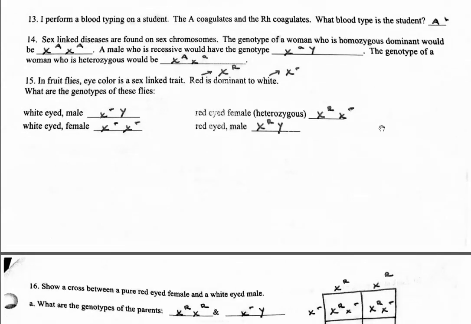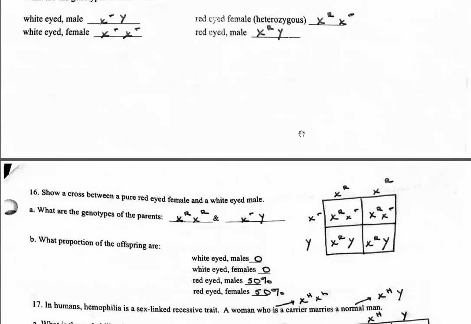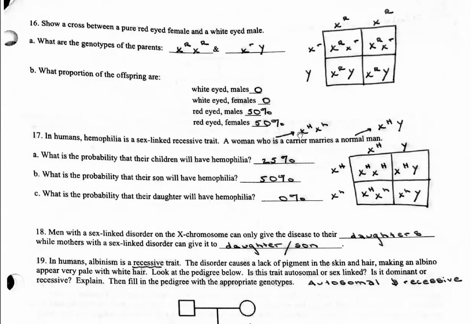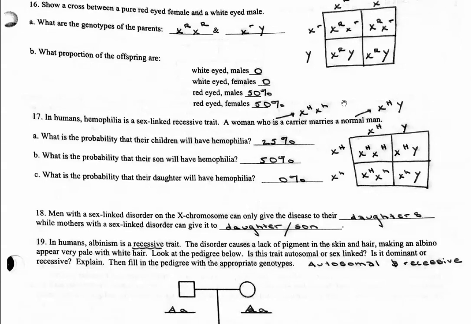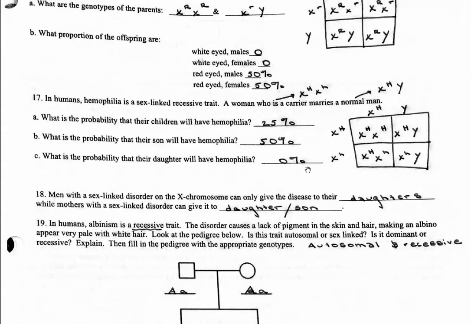Okay. Here are my answers for the fruit fly. Remember, red is dominant while white is recessive, so those are my answers. Okay. For 16, I've got a red-eyed female and a white-eyed male, so here are all my answers. Here's my Punnett square, and here are my answers. Okay. For hemophilia, the mom's a carrier, so this is her genotype. This is the dad's genotype because he's normal, and here are my results.